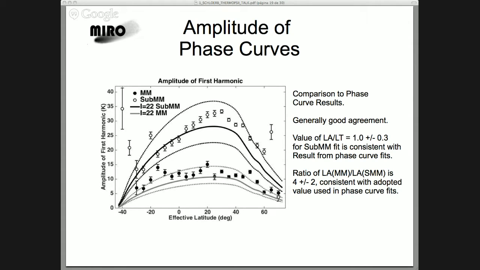The value that we got for the ratio of the absorption length to thermal length of 1 in the formal fit is pretty close to the 0.7 that we got, and probably, I think, within the errors, although Emmanuel likes to argue with me about that. And the ratio of the two is consistent with what we were using to interpret the phase curve. So I think things are generally in pretty good agreement there.